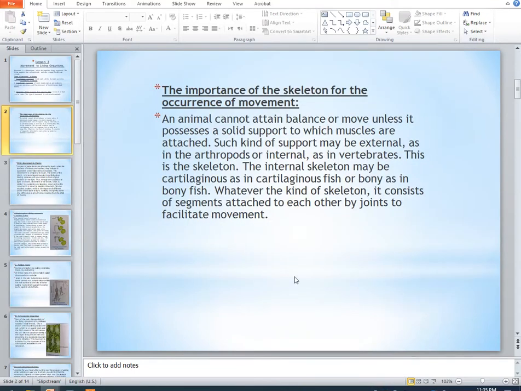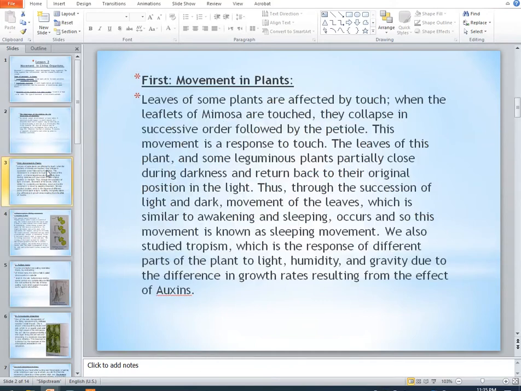What's the importance of a skeleton for the occurrence of movement? An animal can't attain balance or move unless it possesses a solid support to which muscles are attached. Such support may be external, as in arthropods, or internal, as in vertebrates. The internal skeleton may be cartilaginous, as in cartilaginous fish, or bony, as in bony fish. Whatever the kind, the skeleton consists of segments attached to each other by joints to facilitate movement.